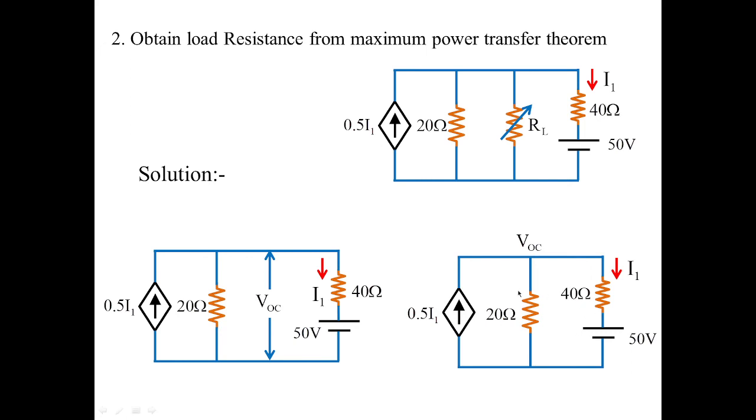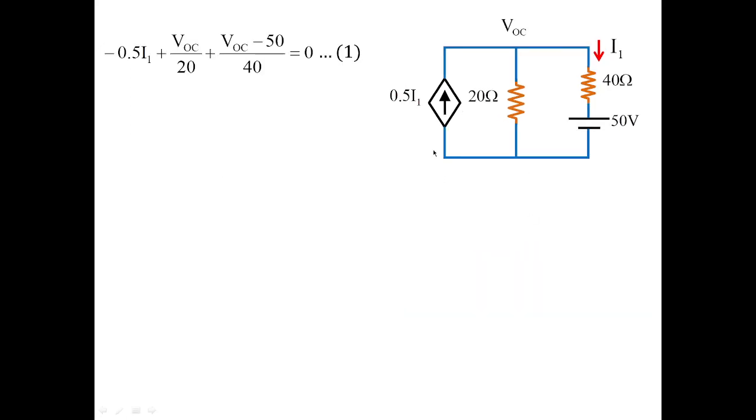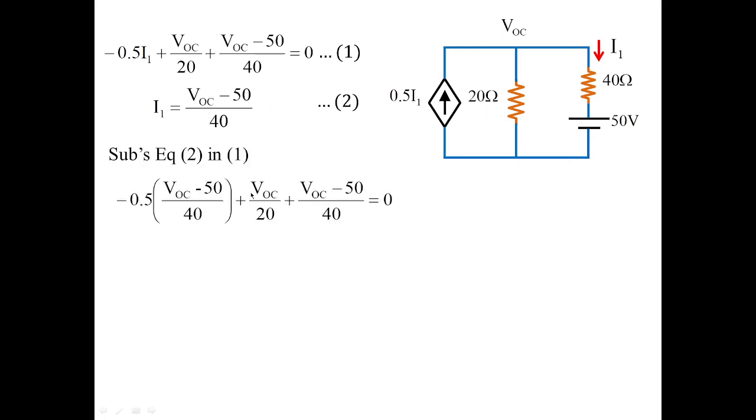Now this becomes a simple circuit. We can apply KCL to obtain the value of VOC. So we are going to apply KCL here. That is, the algebraic sum of the currents at a particular junction is equal to 0. So this 0.5 I1, the dependent current source, is flowing towards VOC. That is why it is minus 0.5 I1, because it is flowing towards VOC. Then you have branch current VOC by 20, and another branch current VOC minus 50 by 40. That is the value of I1. Is this clear? So equations 1 and 2 are framed like this from inspection. Now substitute these two equations in one another and obtain the value of VOC, which is equal to 10 volts. Am I clear? How we got the value of VOC as 10 volts?